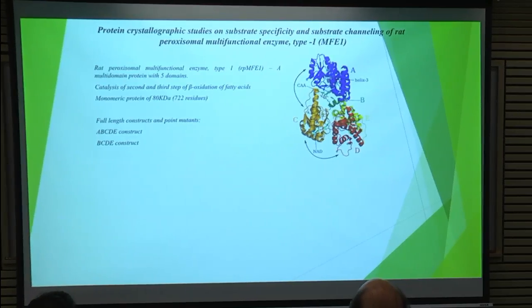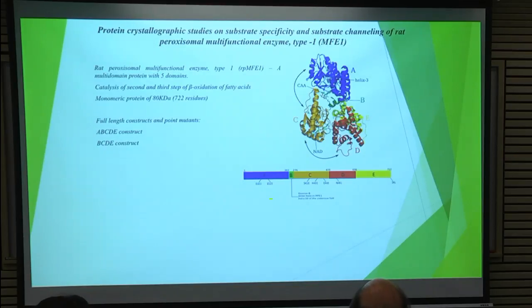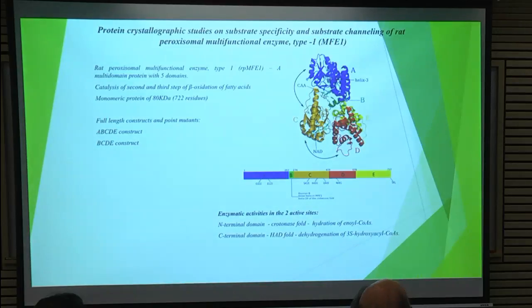The rat peroxisomal multifunctional enzyme type 1 is a multi-domain protein with 5 domains differentiated as A, B, C, D, E. It catalyzes the second and third steps of the beta oxidation of fatty acids. It is a monomeric protein of 80 kilodalton and 722 residues. There are 2 full-length constructs which we have made, that is A, B, C, D, E and B, C, D, E. I will tell you what the 2 constructs are.